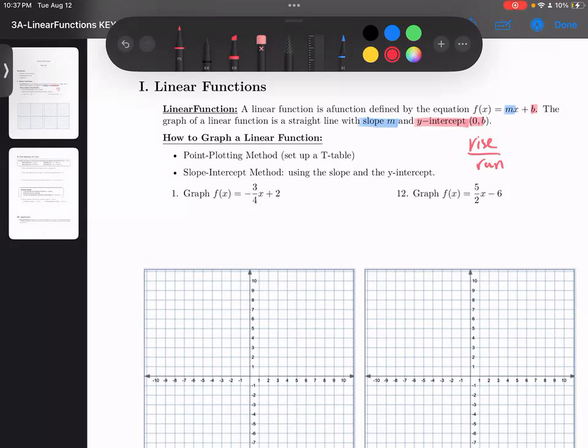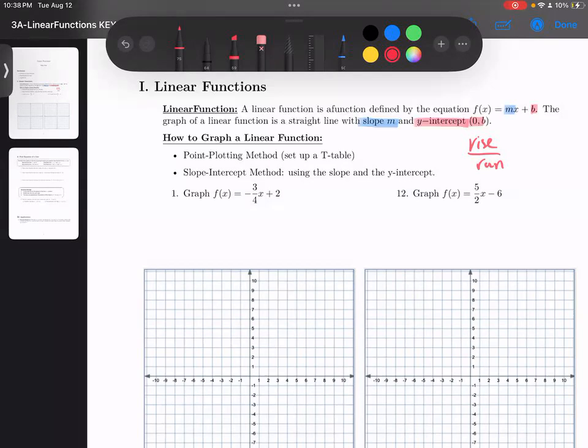The first one is the brute force approach. You just come up with a t-table, pick some x values, plug them into the equation, and then plot the points. It's not an ideal way, but it always works on any function, not just linear. Once we have at least 2 points, we connect them to make a line. For a linear graph, you only need 2 points.